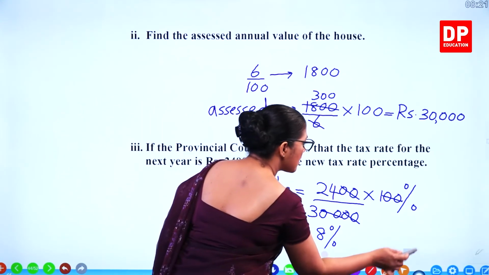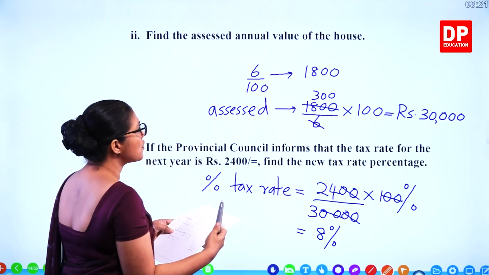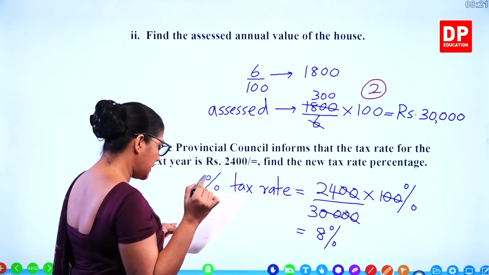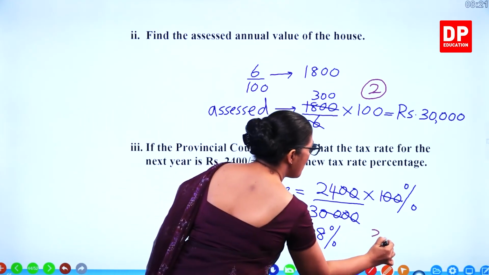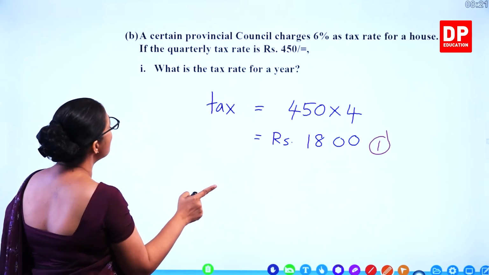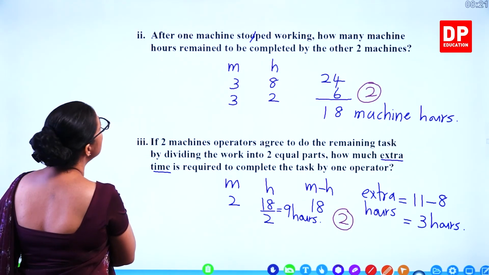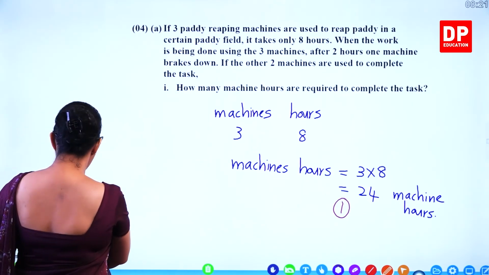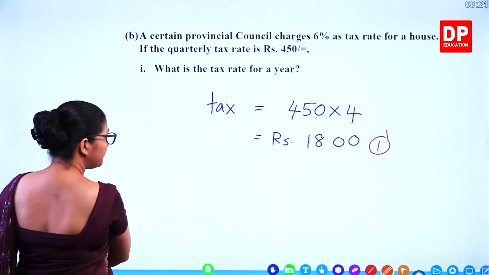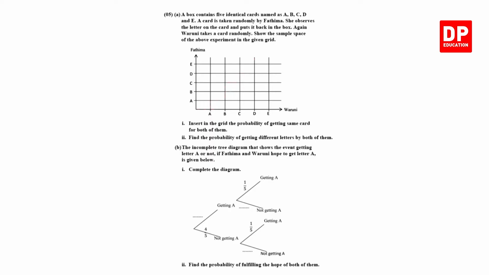So how many marks for these two steps? You get 2 marks for 30,000 rupees and calculating the percentage, another 2 marks. So 2, 3, 4, 5, and the previous part we gave 5 marks for the 3 parts. So altogether 10 marks for the whole question. Let's do question number 5.